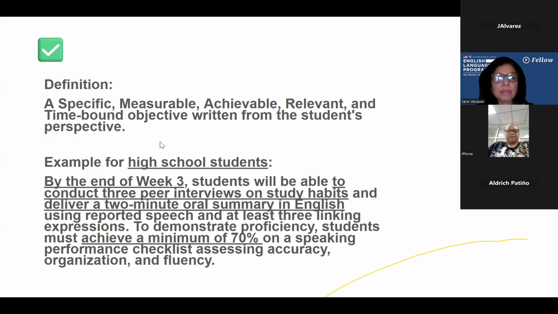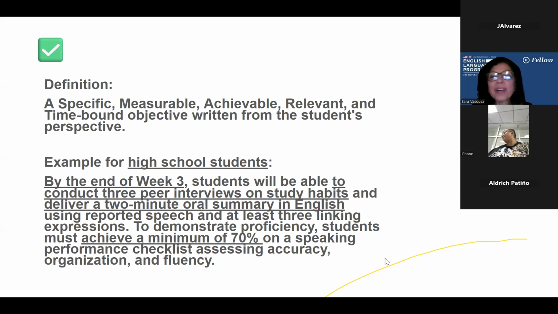By the end of week 3, students will be able to conduct 3 peer interviews on study habits and deliver a 2-minute oral summary in English using reported speech and at least 3 linking expressions. To demonstrate proficiency, students must achieve a minimum of 70% on a speaking performance checklist assessing accuracy, organization, and fluency.